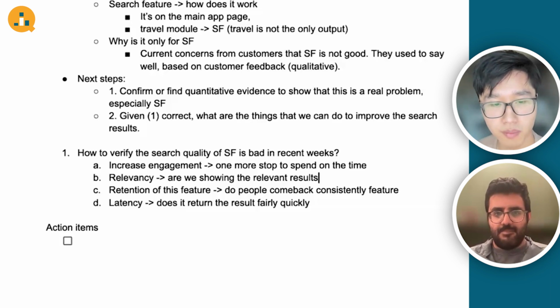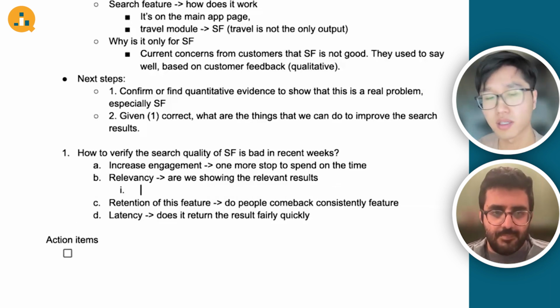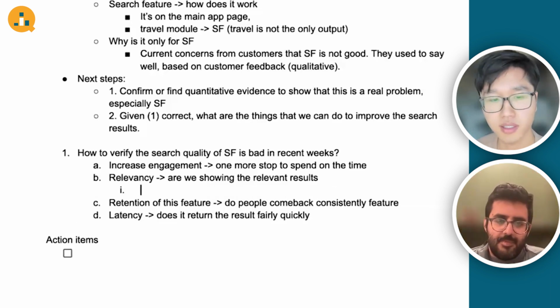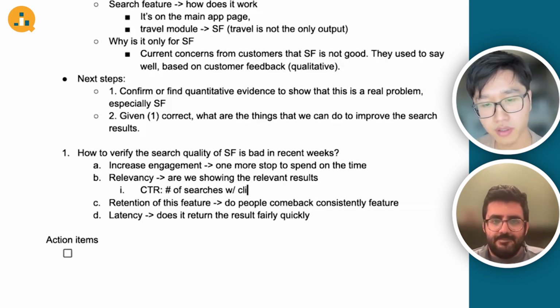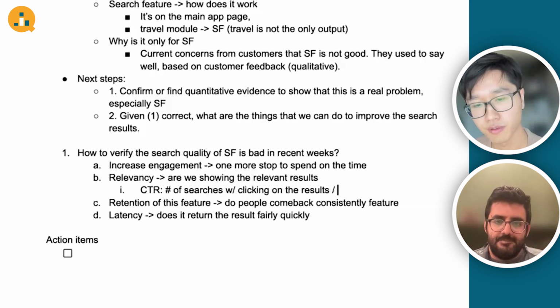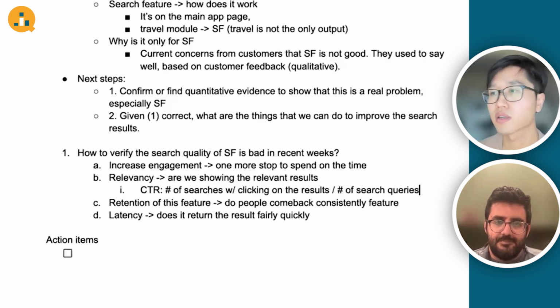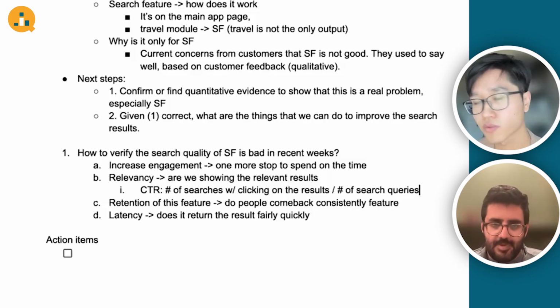Actually, I want to switch gears. I want to focus on things that are easy to check first. I want to focus on B and C specifically because they're a lot easier to check. When it comes to relevancy, I want to see click-through rate, basically defined as the number of searches with a click on the result divided by the number of search queries. That tells us how many searches end up being clicked on. We'll find that the results are relevant. That's one metric to come up with.